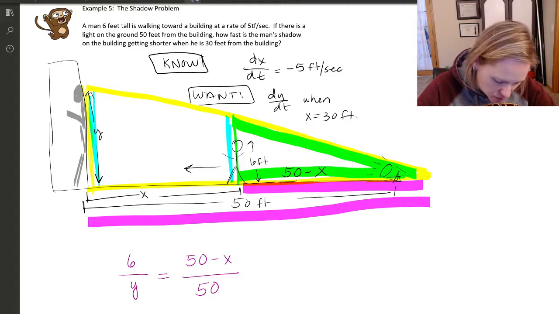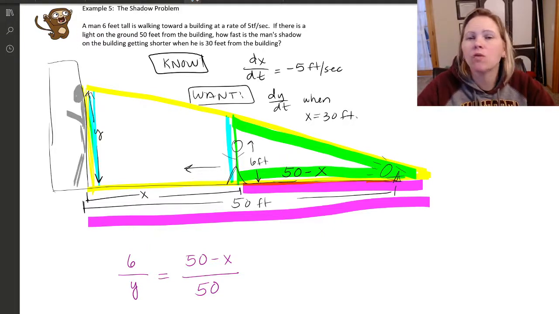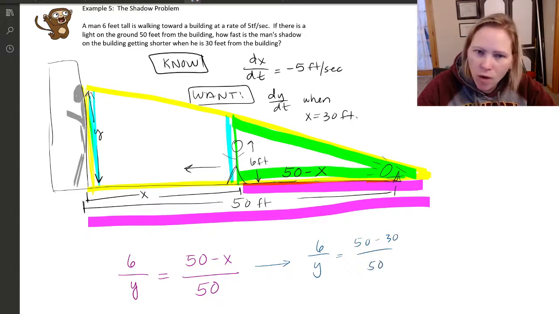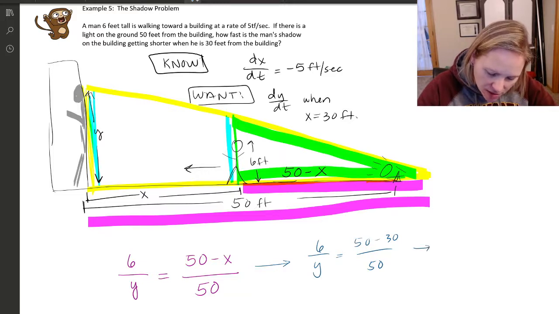So let's return to our original proportion here, and let's see if we can set some things up. We know that 6 over y is the same as 50 minus x over 50. So if x is 30, we want to know what y will be when x is 30. So I'm going to solve for that. I'm going to say 6 over y equals 50 minus 30 over 50. So I have to get that y value to be able to plug it in later on. So this becomes 20 over 50. I get 6 over y equals 2/5.